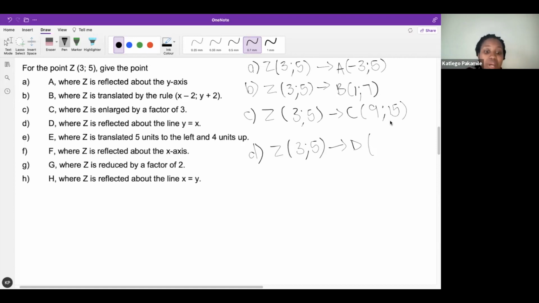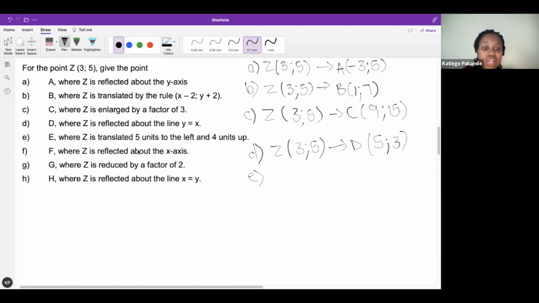No, they swap, guys. Remember? They swap. So then your X becomes the Y and the Y becomes the X. So then what's the new coordinate? Nice, guys. 5, 3. Yes. And then E says, Z is translated 5 units to the left and 4 units up.